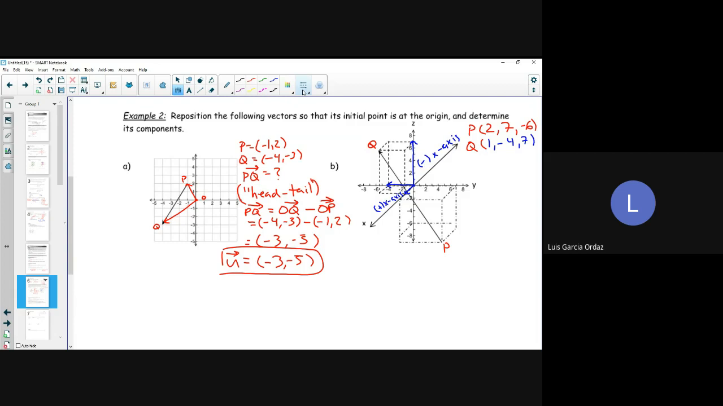So remember, we said my vector PQ is equal to vector OQ minus vector OP. So if you were to do vector subtraction with 1, -4, 7, minus 2, 7, -6, what would my vector PQ give me as a result when I do this vector subtraction? What would it be?